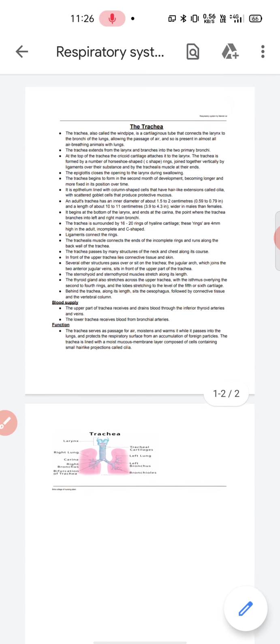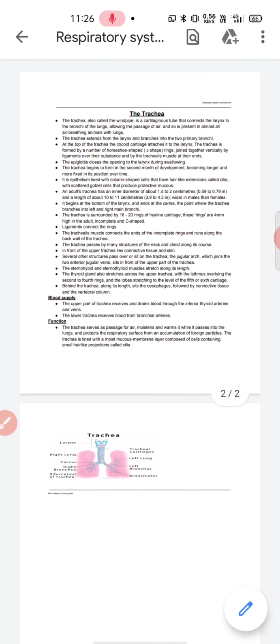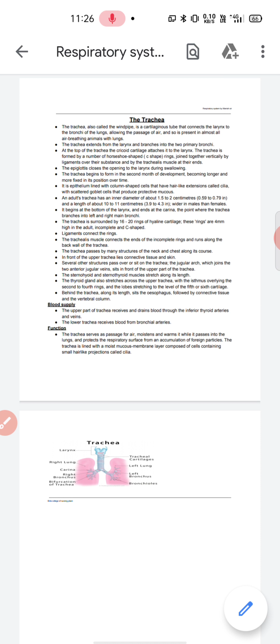Trachea is also called the windpipe. It is a cartilaginous tube that connects the larynx to the bronchi of the lungs, allowing the passage of air, and so it is present in almost all air-breathing animals with lungs.